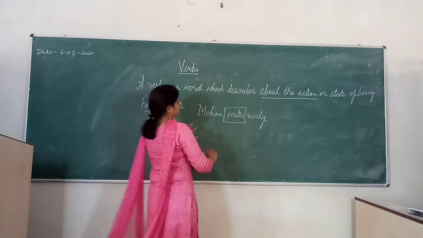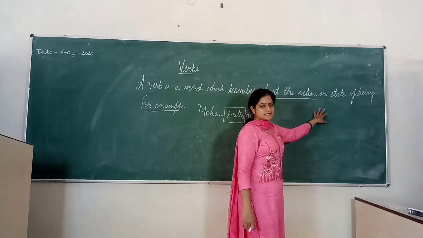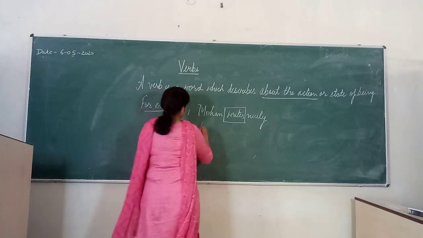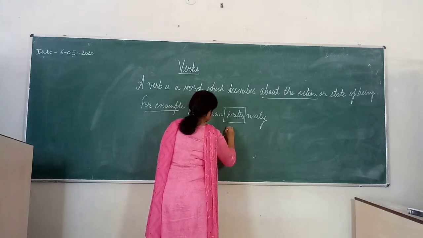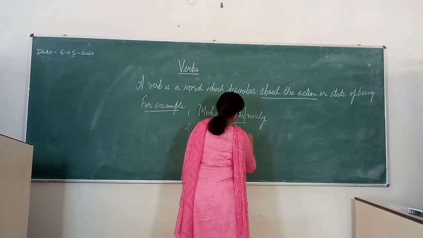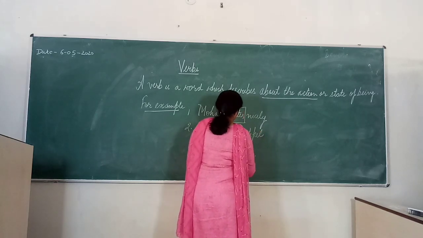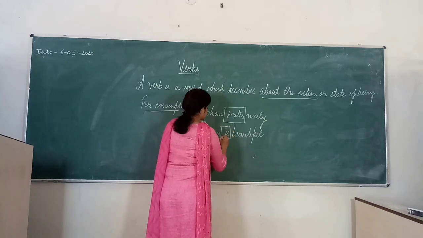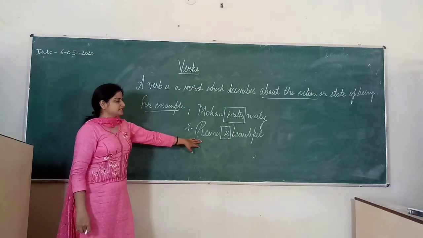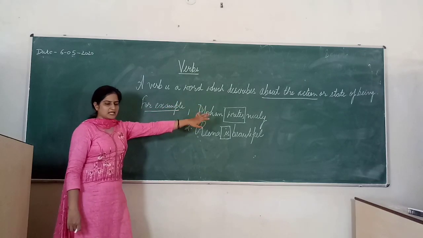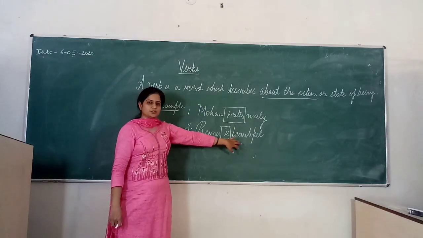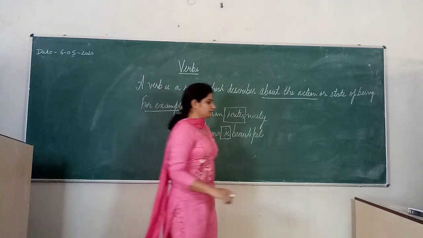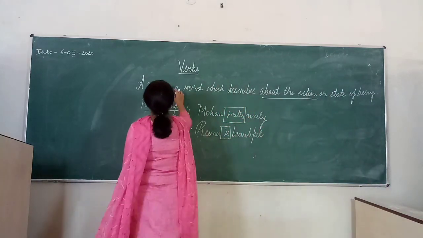Now, another part of the definition is it describes about the state of being also. Let us see an example regarding this. Reena is beautiful. In this particular sentence, is is a verb. It is acting as a main verb here, and it is describing the second part of the definition, state of being. That is, Reena is beautiful. She is beautiful.